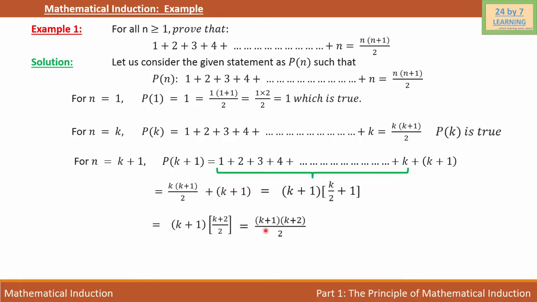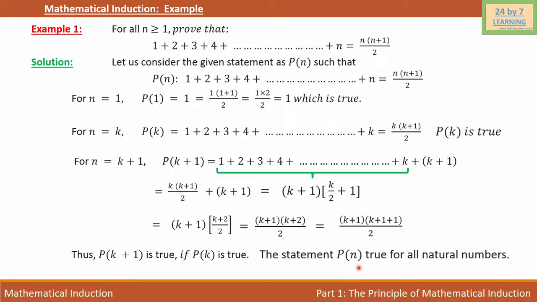Which simply means that if I substitute the value k + 1 in this expression, then this n will become k + 1, and this n + 1 will become k + 2. So the right-hand term of the first expression will look exactly like this expression, (k + 1) times (k + 2) over 2, which is exactly the same as the right-hand term of the first expression. So I can say that Pk+1 is true if Pk is true, and you can see Pk is true. So we can say that the statement Pn is true for all natural numbers.